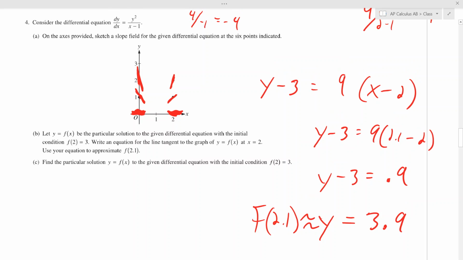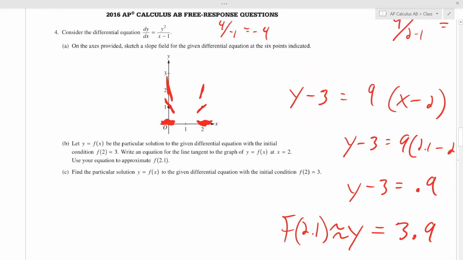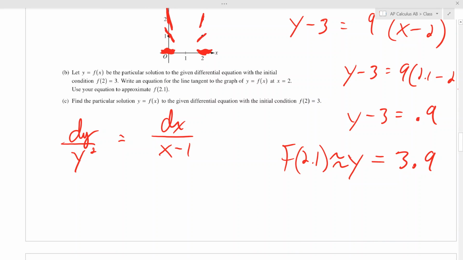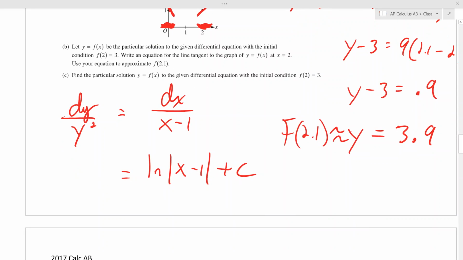And then it says find a particular solution given f of 2 equals 3. That means separate and integrate every single time. So to separate and integrate, you're going to get dy over y squared equals dx over x minus 1. And what they expect you to do here in terms of making a mistake, the right side is definitely ln of the absolute value of x minus 1 plus c. That's easy. Do not use ln on the left-hand side. That's not ln of y squared. That is still the integral of y to the negative second dy. That's just the power rule.